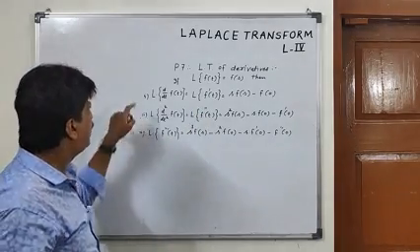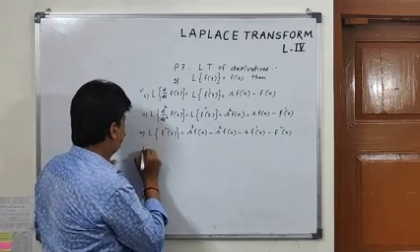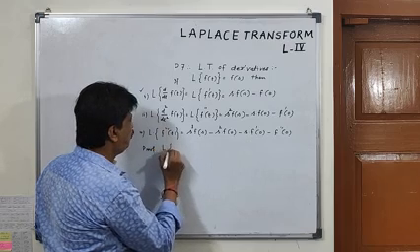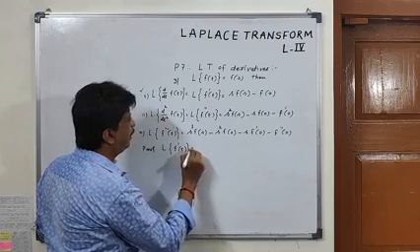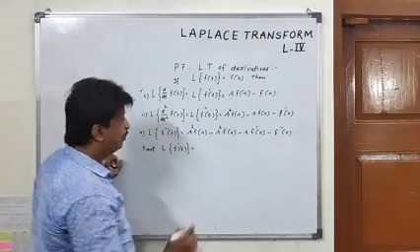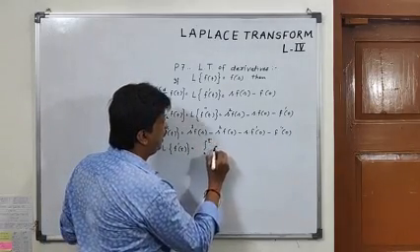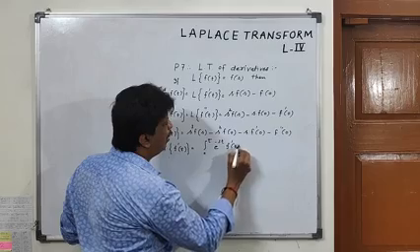Now we shall prove this. I shall illustrate the first one. Proof. Laplace transform of f prime of t. By definition, integral 0 to infinity e raised to power minus st into f prime of t dt.